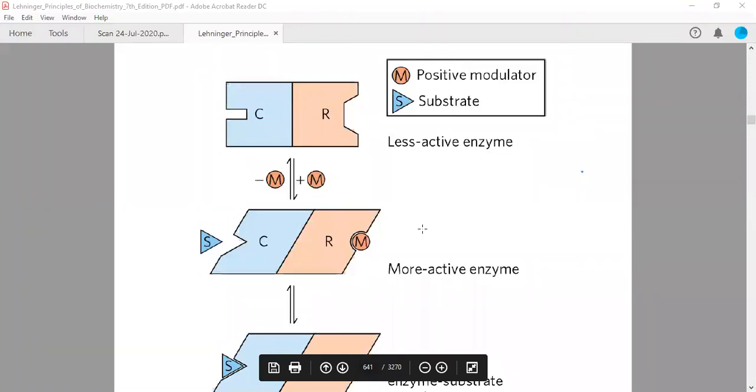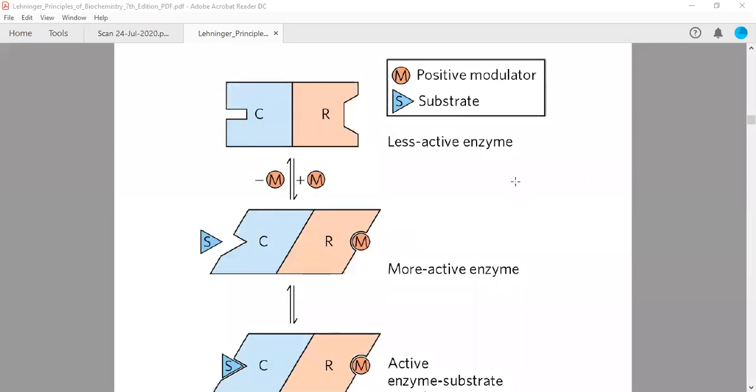Actually, regulatory enzymes are very easy to understand with the help of this cartoon. You can see that there is a box-type conformation of the catalytic site, but the substrate has a different shape, and the regulatory subunit also has a different shape. Mostly, regulatory or allosteric enzymes, allo meaning different sites, can bind both the substrate and a modulator, which can be a positive or a negative modulator.